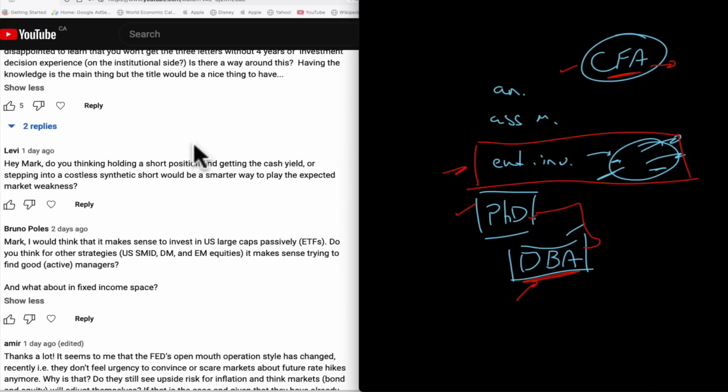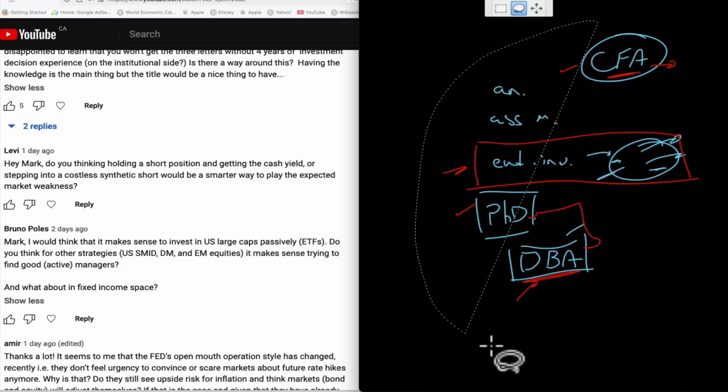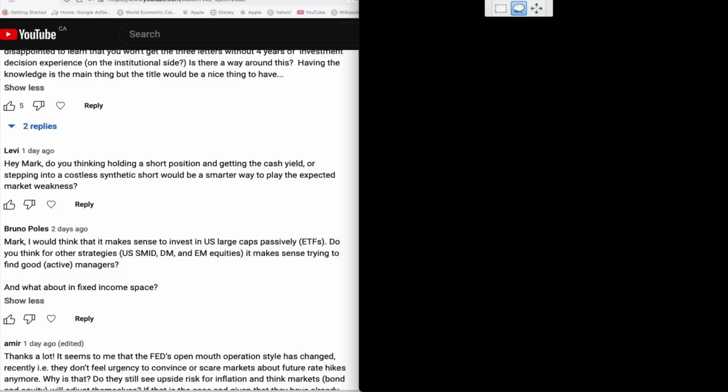Do you think holding a short position and getting the cash yield or stepping into a costless synthetic short would be a smarter way to play the expected market weakness? Well, if I have a costless synthetic short, I basically have a spot market short. If I use futures to short the market, because I'm shorting at the future price, not the current spot price, I do have positive carry.